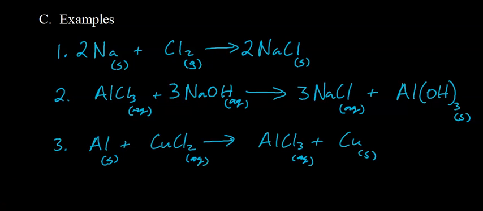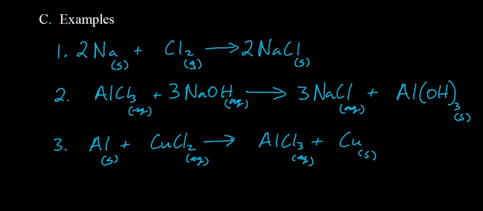All right, let me read this one to you. Aluminum metal reacts with a solution of copper 2 chloride to produce aluminum chloride and copper metal. So this time I think I'm going to let you balance it by yourself, and then we'll check our answers with each other. Go ahead and pause the video and do this one by yourself. All right, let me walk you through it and see if you use the same process.